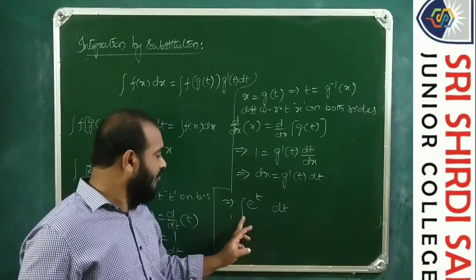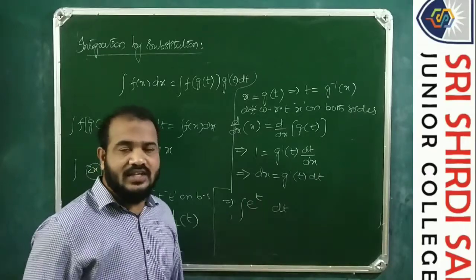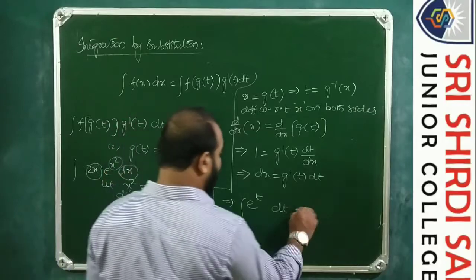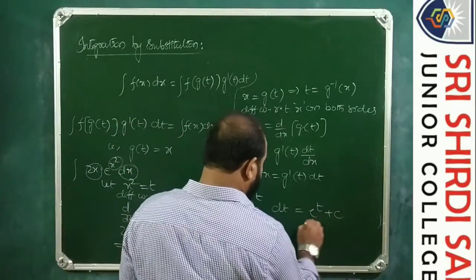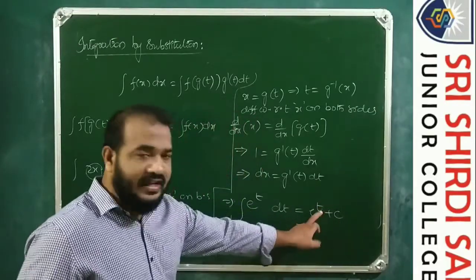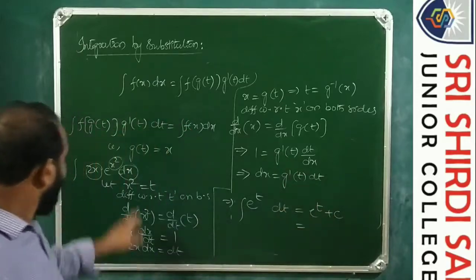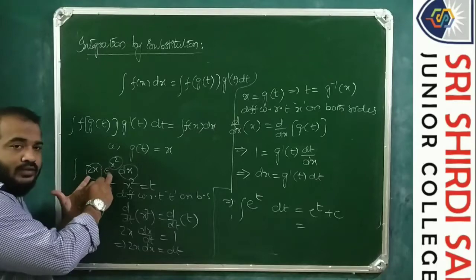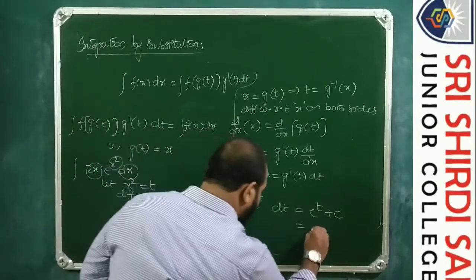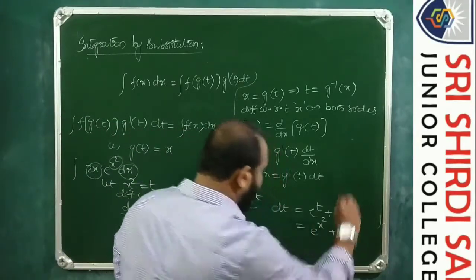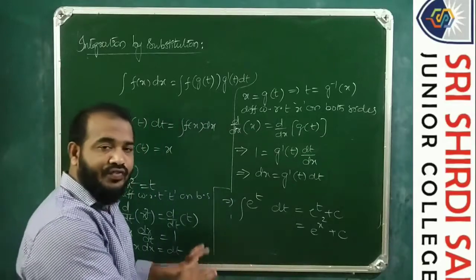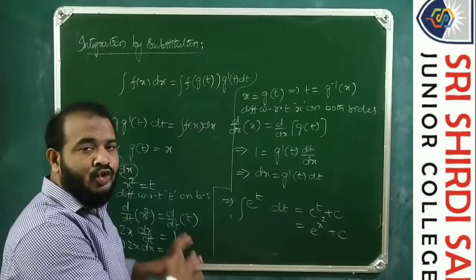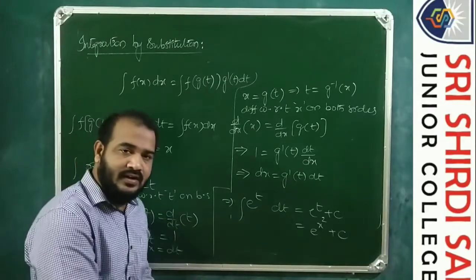We know that integral e power x dx is e power x plus c. Now integral e power t dt is e power t plus c. But ultimately in the answer t is to be replaced back with x square, since the given integrand is in terms of x. So this is e power x square plus constant of integration c. This is how we evaluate the integration using the substitution method.